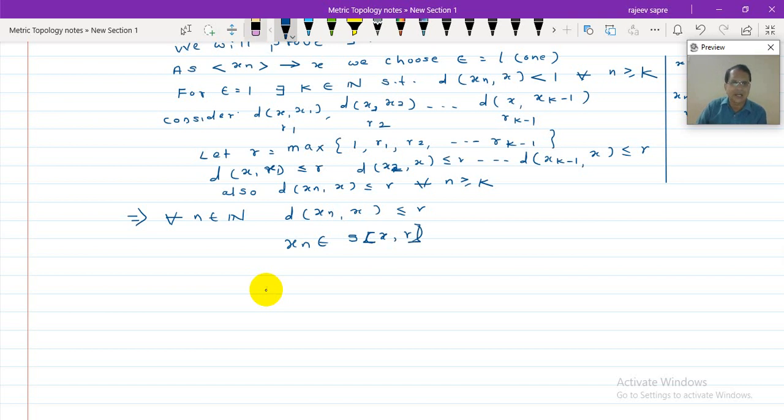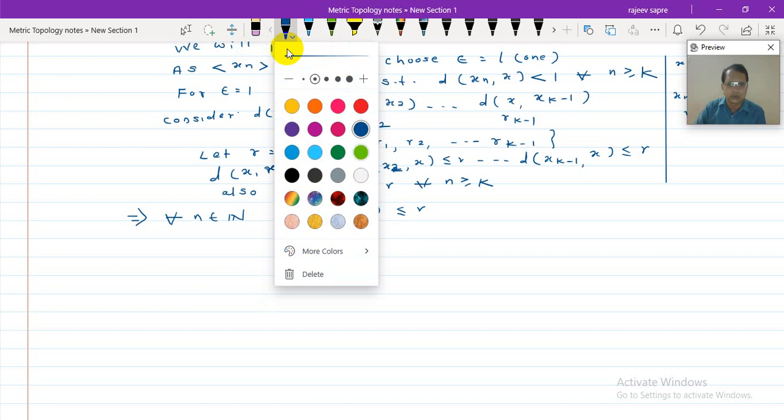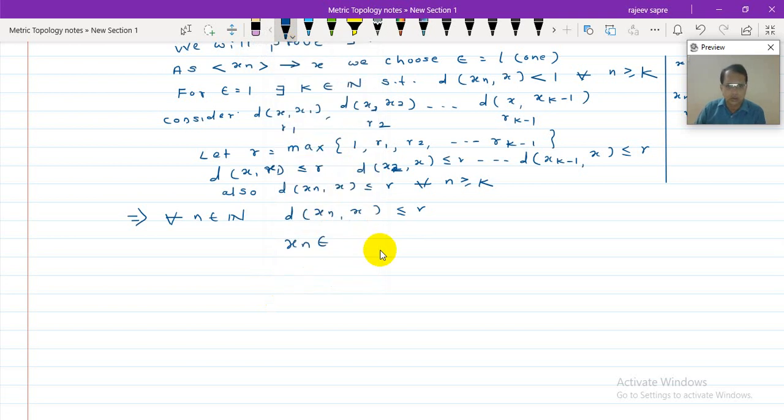I will erase this and write it properly. So see, we are taking less than or equal to r, no, so it should be a closed ball. So xn belongs to S(x, r). In short, what happens here? This is a closed sphere whose radius is r, so diameter is 2r. So this is a bounded set and all the terms of that sequence belong to this. As this is bounded, the sequence is bounded.